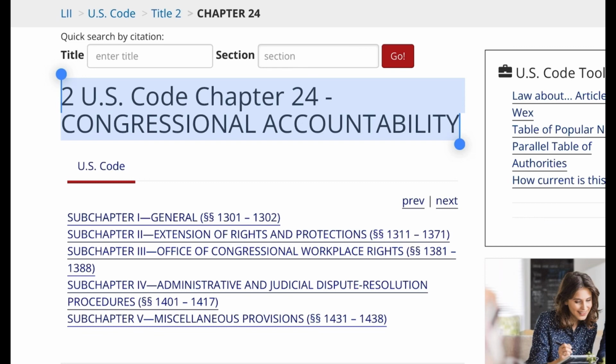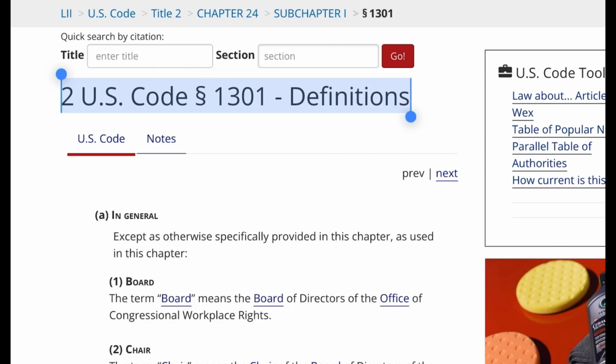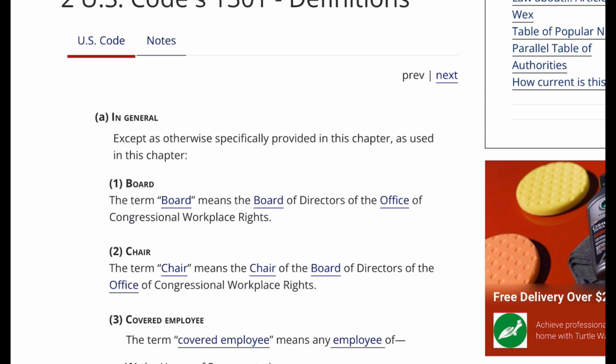2 U.S. Code Chapter 24, Congressional Accountability. 2 U.S. Code Subchapter A, General. 2 U.S. Code Paragraph 1301, Definitions. A. In general, except as otherwise specifically provided in this chapter, as used in this chapter.